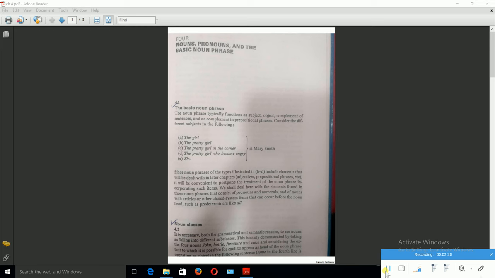For example, we take the following nouns: John, bottle, furniture, and cake. And consider the extent to which it is possible for each to appear as head of the noun phrase, operating as object in the following sentence.